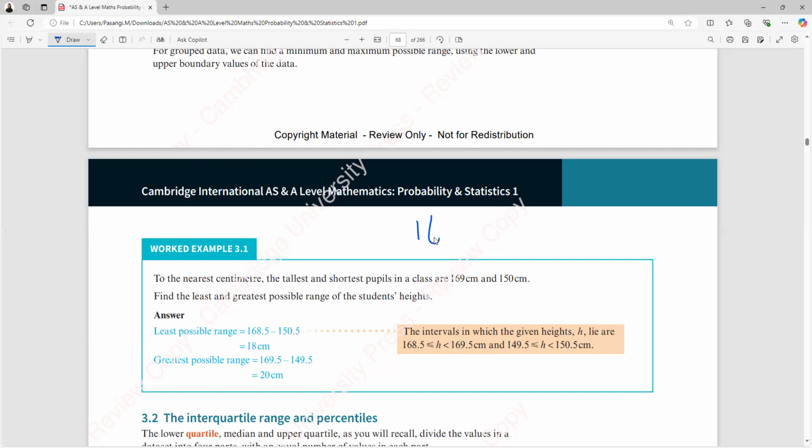169 means actually 168.5 and 150 means 150.5. Then we need to subtract these two to calculate the least possible range, that is 18 centimeters. And the greatest possible range would be 169.5 minus 149.5. These are the two methods. Okay?